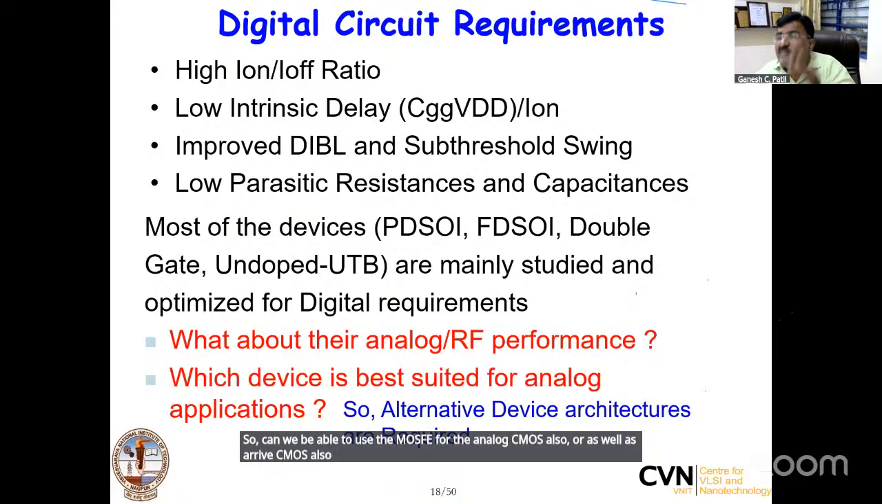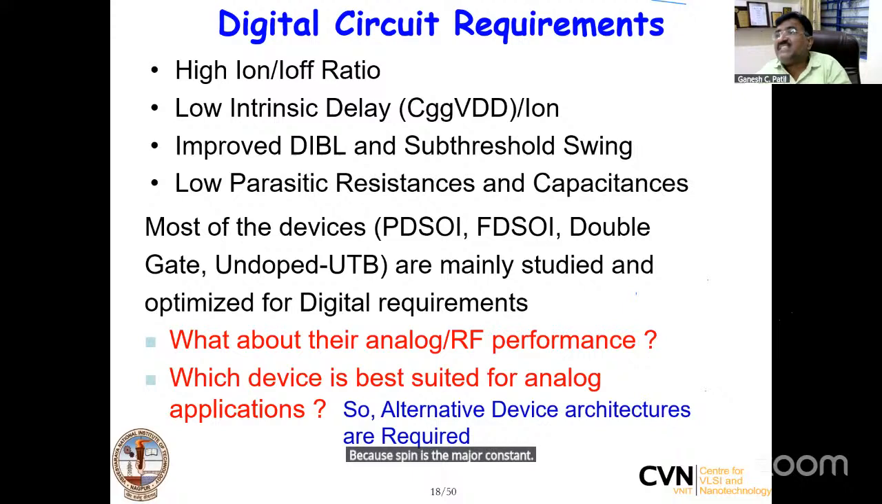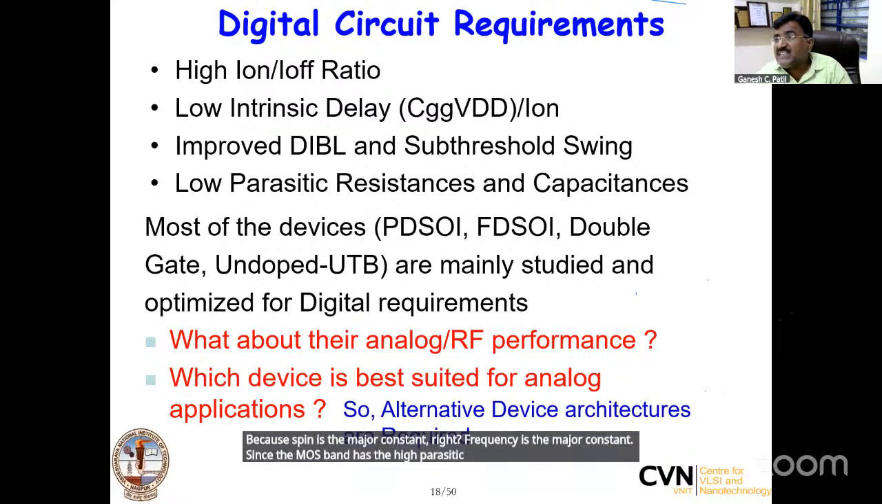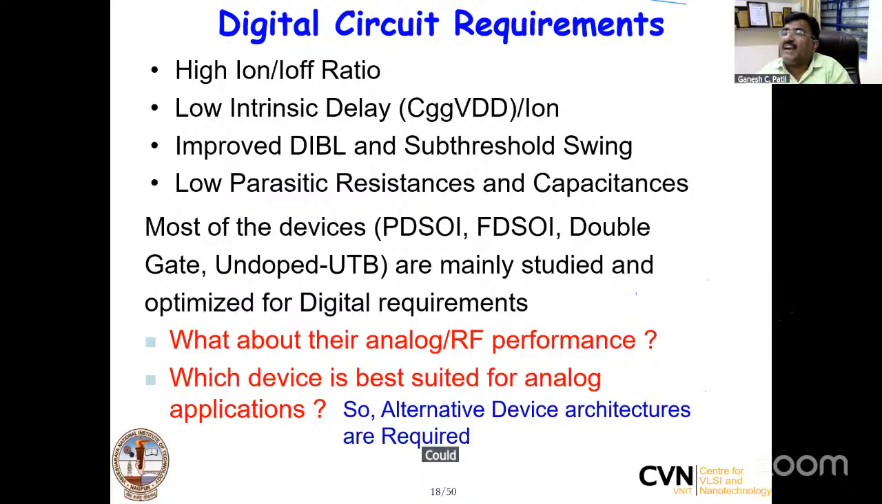Still, most application people are still going with the BJT because speed is the major constraint, right? Frequency is the major constraint. Since the MOSFET has high parasitic capacitances, people are still researching how these MOSFETs could be used for analog and RF applications.